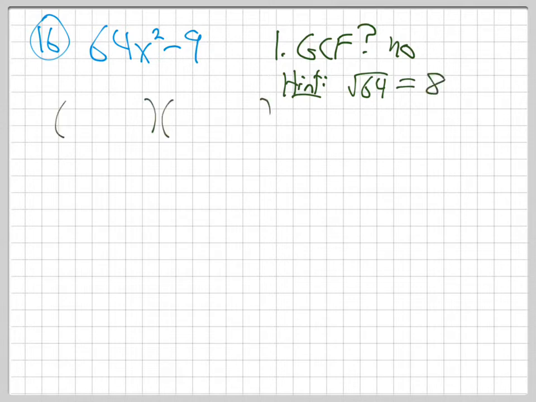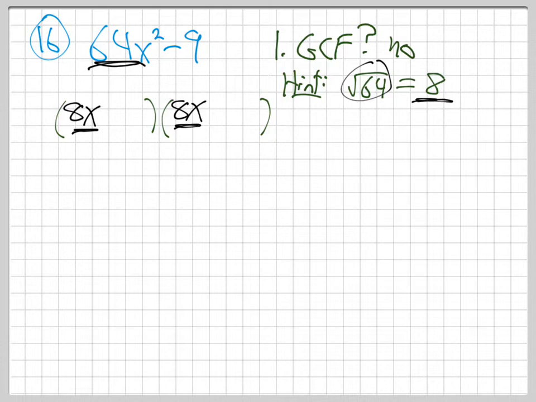Yeah. So 2 parentheses. Front times front to make 64x squared, 8x, right? That 8 we got from hitting the square root. Okay, then you know the back, don't you? What times what makes minus 9? So 3 times 3. And how do you get minus 9? 1 plus, 1 minus.